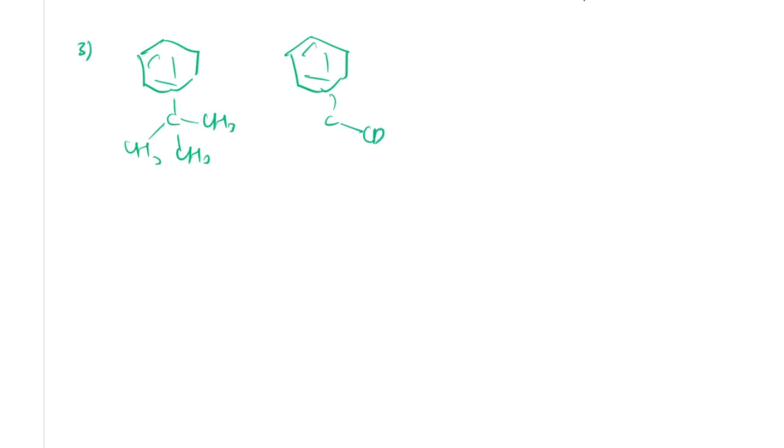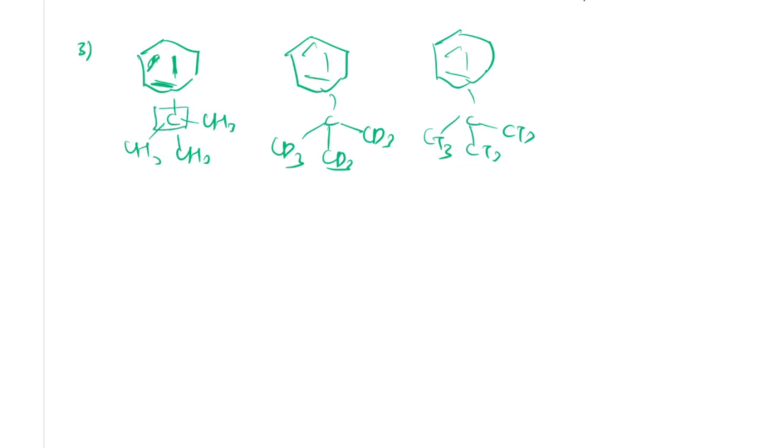Now if we compare the electron density in the benzene ring through other questions, here we have CH3, here we have CD3, here we have CT3. Now there is no alpha hydrogen, so there is no hyperconjugation, because the alpha carbon does not have hydrogen. So here only the plus I effect is working. CT3 has more plus I. So this is the benzene ring electron density order.